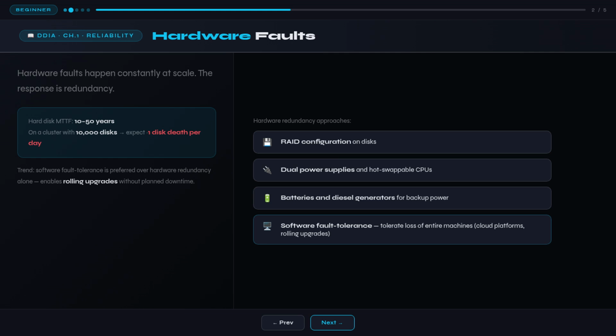So what's the standard response? Redundancy. Add redundant hardware components so that when one fails, its backup can take over. Disks are set up in RAID configurations so a single disk failure doesn't lose data. Servers have dual power supplies so one power unit failing doesn't take the server down. Data centers have batteries and diesel generators so a power grid failure doesn't kill the facility. When one component dies, the redundant component takes its place while the broken one is replaced. This approach has worked extremely well and has been the backbone of reliable computing for decades.